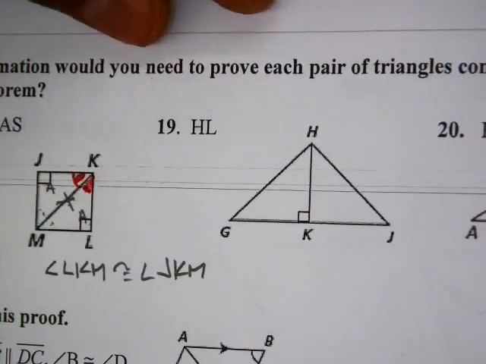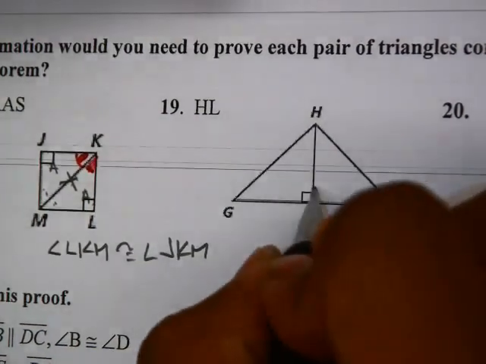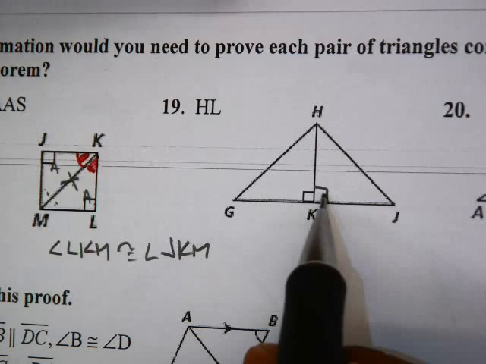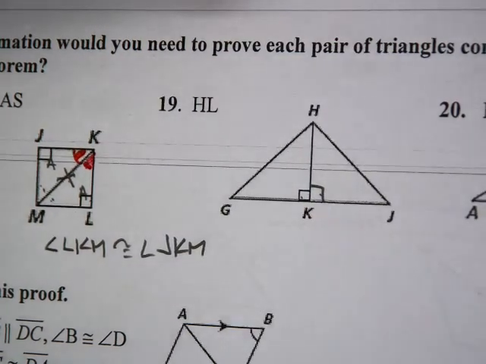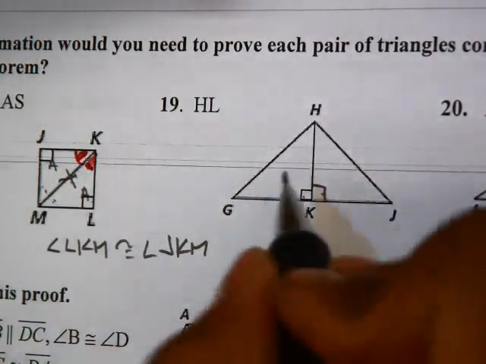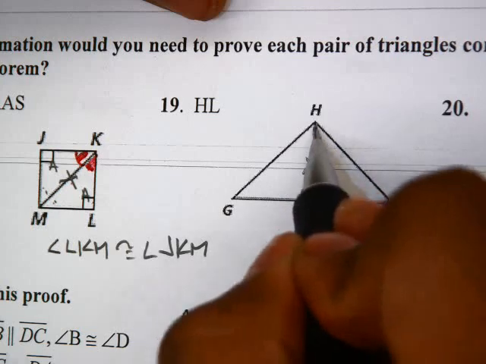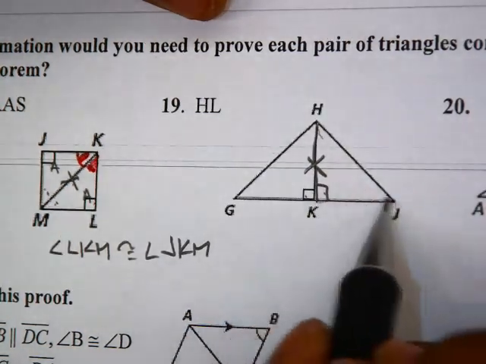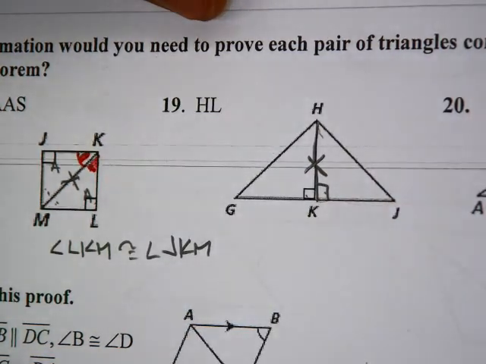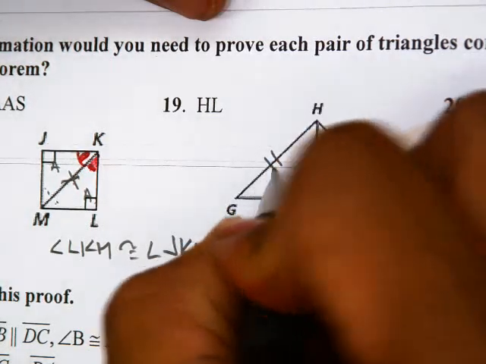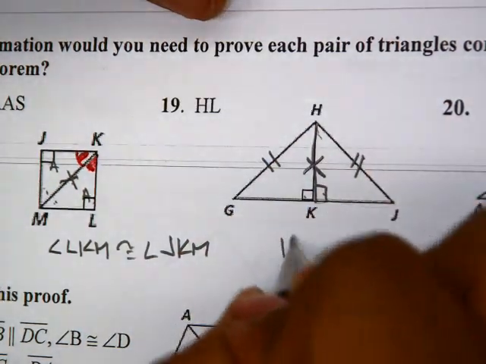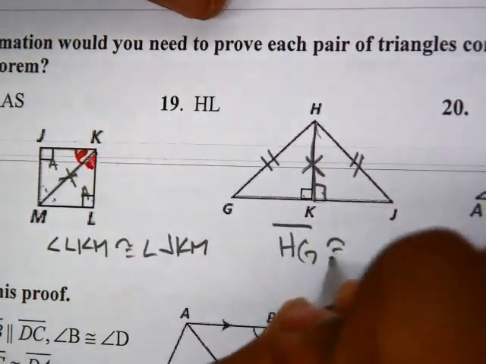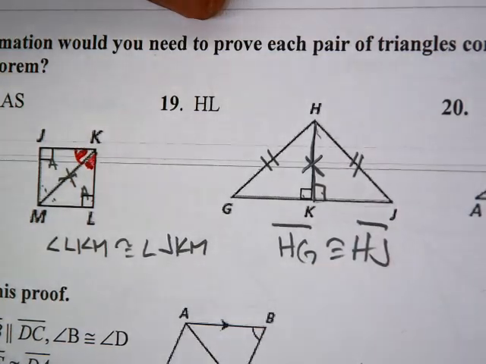For 19, I need to use HL. So HL only works with right triangles. That's the first requirement. These are both right triangles. And it needs a hypotenuse and a leg. I have this side and this side. They are legs. They form the right angle. So I need the hypotenuses to also be equal to each other. I need this side to be equal to that side. I need HG to be equal to HJ in order to use HL here.